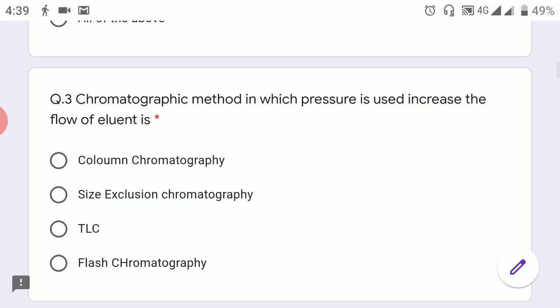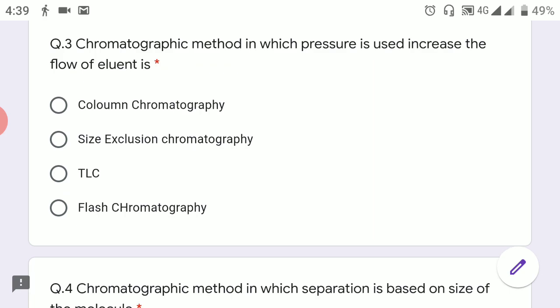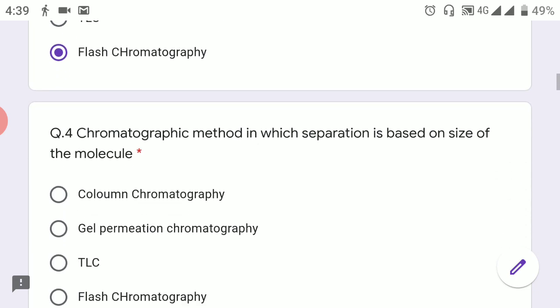Question 3: chromatographic method in which pressure is used to increase the flow of eluent. Flash chromatography is the answer, because in column chromatography we don't use pressure. In size exclusion chromatography we don't use pressure, and also in TLC the flow is against gravity. So in the first 3 options we don't use pressure. And if you remember the chapter on flash chromatography, we use pressure to increase the flow rate. So the answer is D.